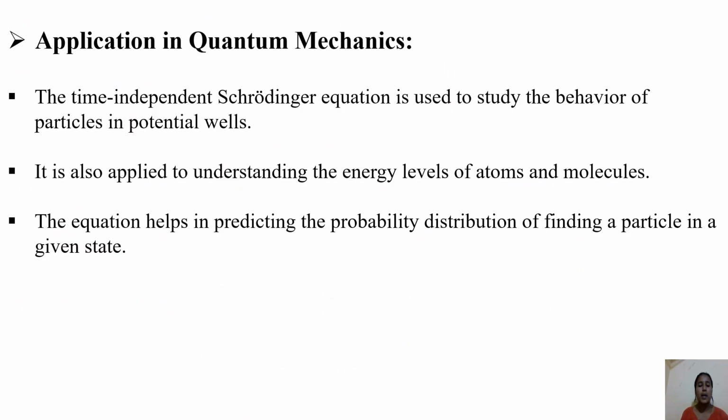Applications in quantum mechanics. The Schrodinger's equation is used to study the behavior of particles in potential wells. It is also applied to understanding the energy levels of atoms and molecules. The equation helps in predicting the probability distribution of finding a particle in a given state.